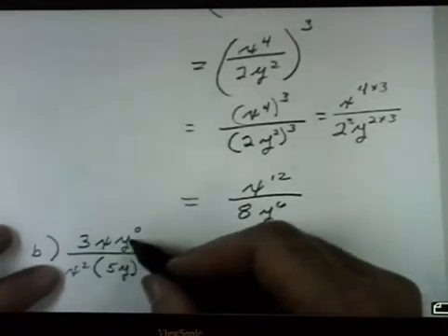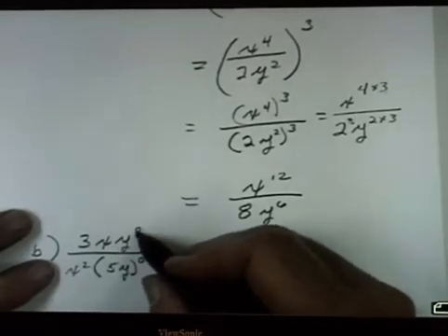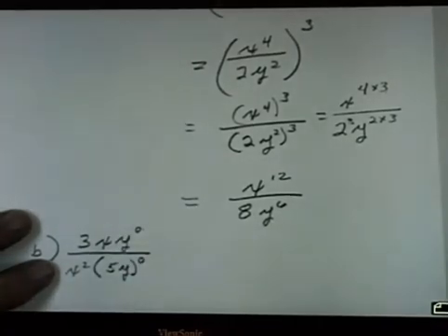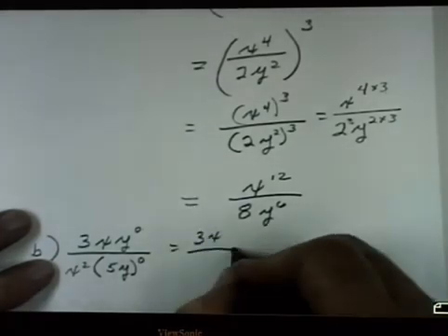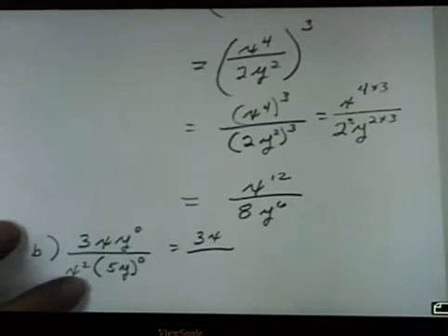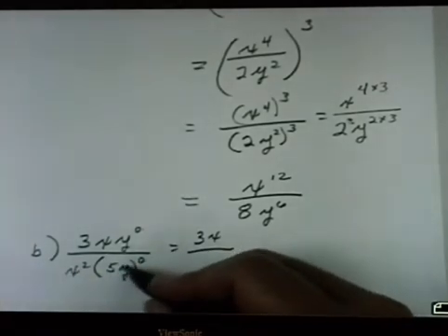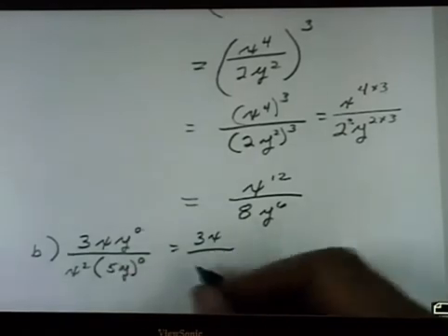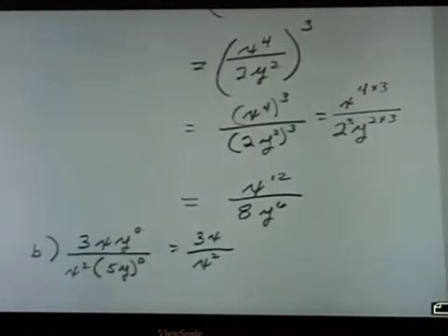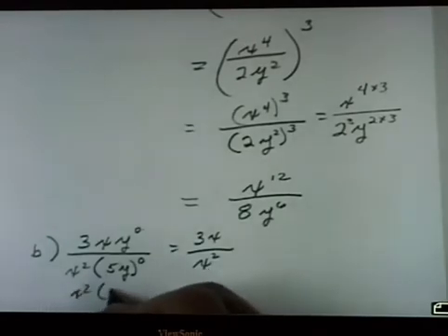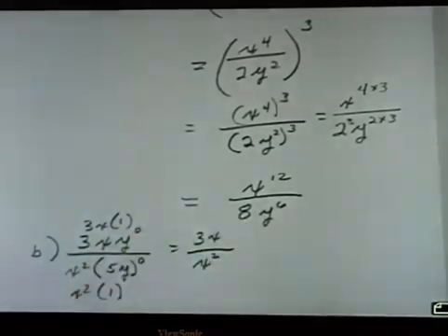Now, there's no parentheses around this, so this just means we're raising y to the 0 power, and that's 1. So this would just be 3 times x times 1, which is 3 times x. This whole thing is raised to the 0 power, so that's just 1. So this would be x squared times 1. X squared times 1, 3x times 1.